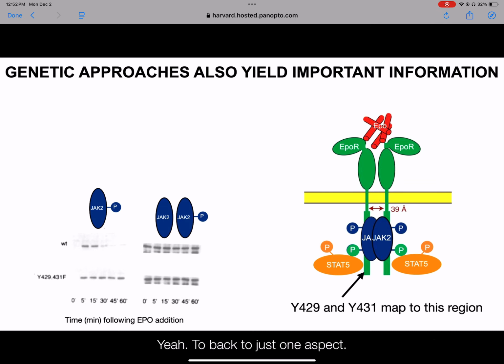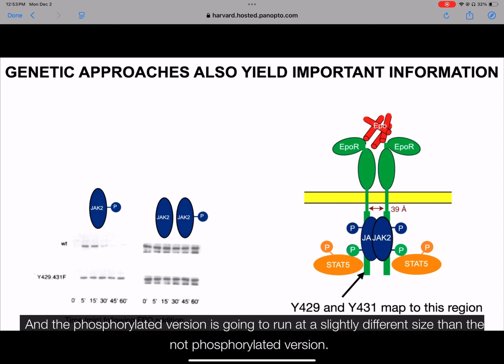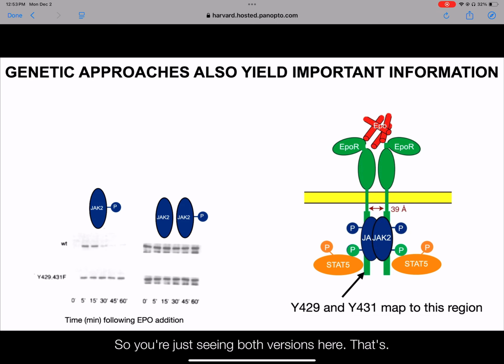Why are there two bands? Just one that's phosphorylated and one that's not? Yeah, great question, right? Why are there two bands here, right? We're actually blotting for two different things, right? And the phosphorylated version is going to run at a slightly different size than the not phosphorylated version. So you're just seeing both versions here.